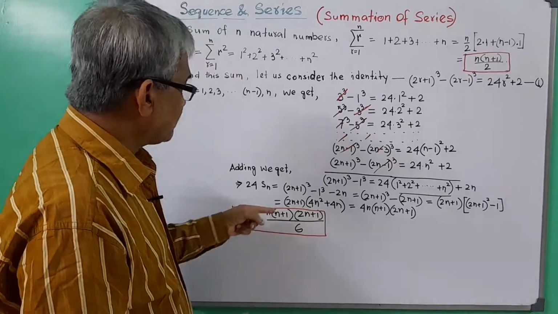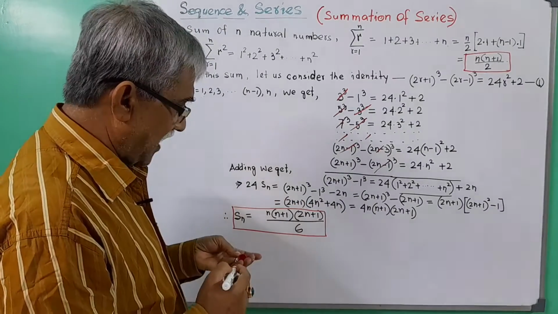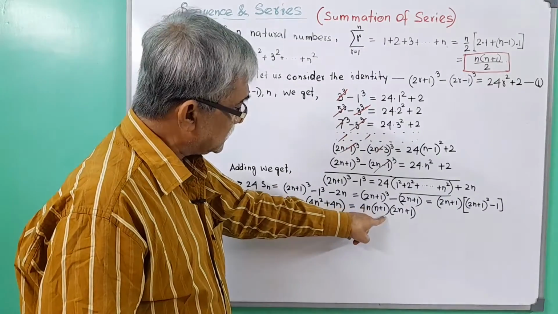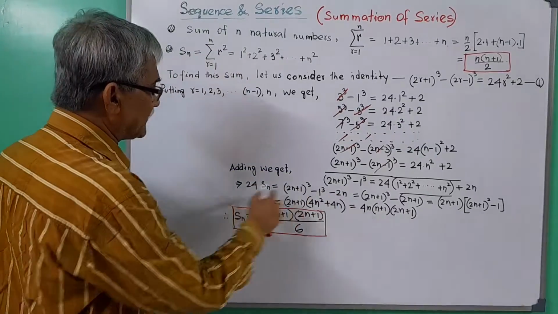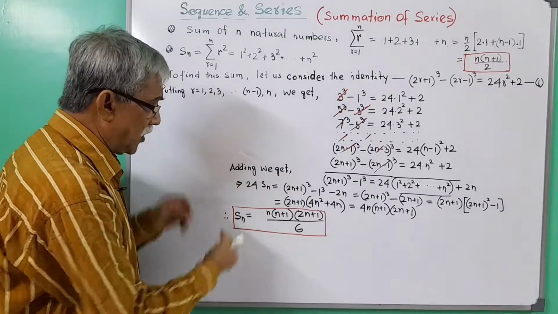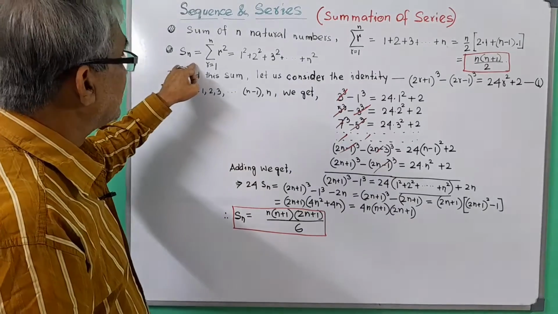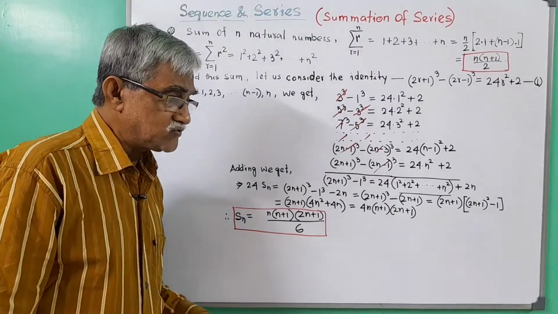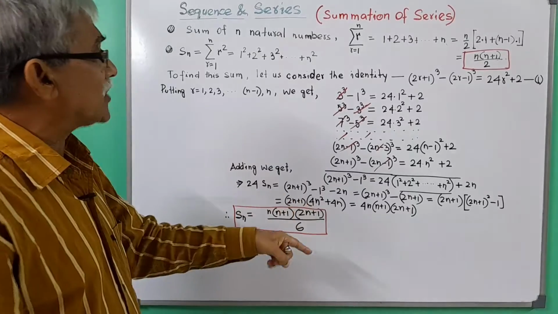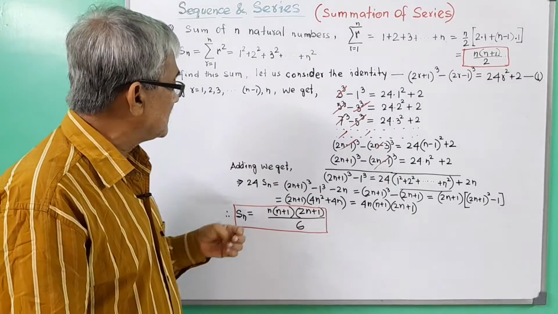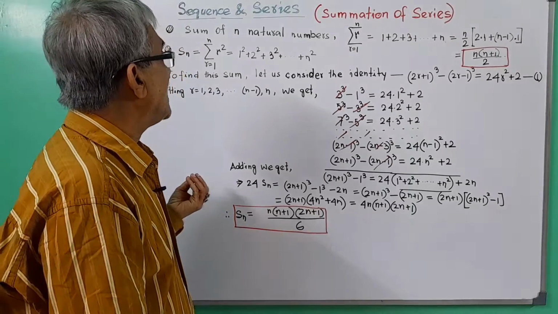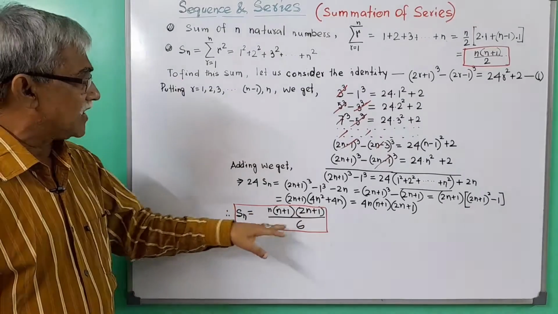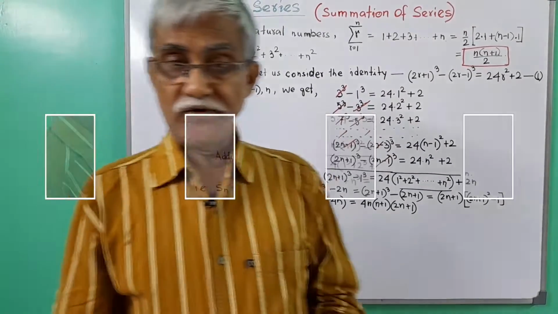Solve it down. So it becomes (2n plus 1) whole into (4n square plus 4n). Next you take 4n common. So this becomes 4n into (n plus 1) into (2n plus 1), and that is your 24 Sn. Therefore, Sn, the required sum, becomes this whole thing by 24, that is n by 6 into (n plus 1) into (2n plus 1). Very important formula. We will be using this every now and then. Sn equals n into (n plus 1) into (2n plus 1) whole by 6, and you have to memorize it.